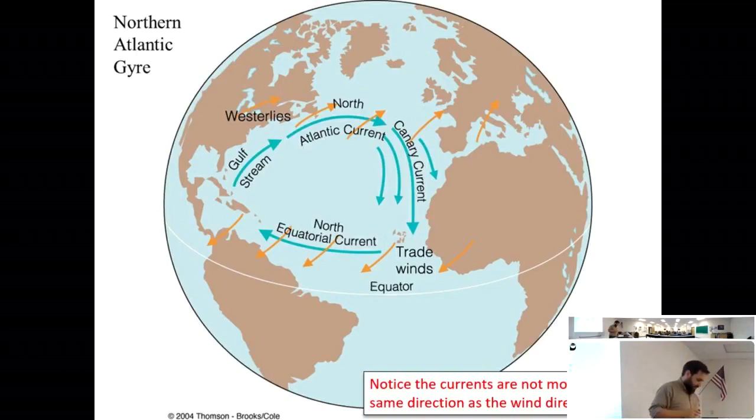Number 10: why do ocean currents not move in the same direction as the major surface wind patterns? Coriolis effect. Same reason that wind doesn't move in the same direction as the pressure gradient force. Things are always trying to move, and the fluids are always getting deflected.